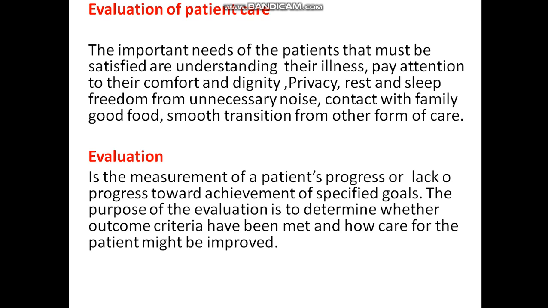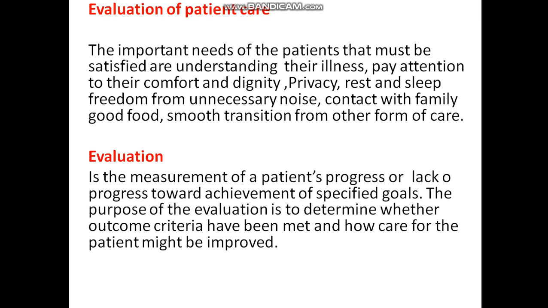Then rest and sleep, freedom from unnecessary noise, contact with the family, good food, smooth transition from other form of care. These are the important needs of the patient that must be satisfied. Next we will see what is evaluation.